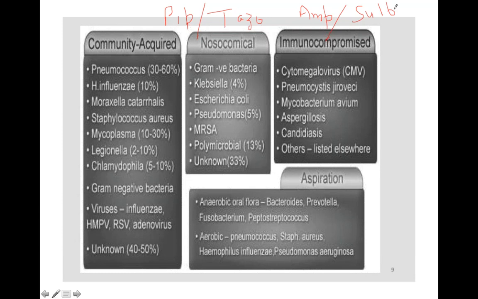These are broad spectrum antibiotics, or we can give clindamycin also. Clindamycin also covers anaerobes, and the treatment has to be for 4 to 6 weeks. This 4 to 6 weeks you may or may not remember. So that's for aspiration pneumonia. Clear? Any questions?